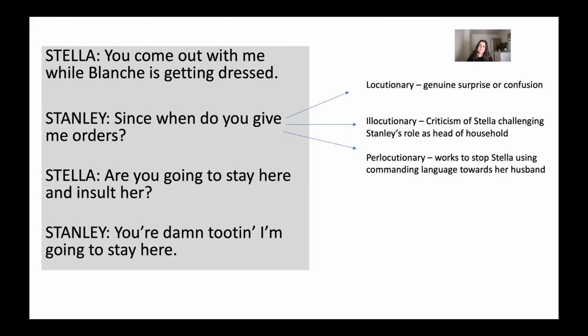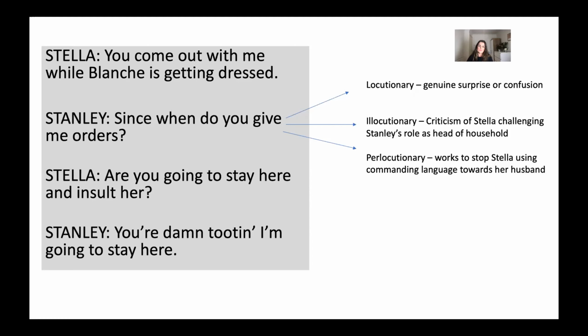So in this section of the play then, in this exchange, we could see Stanley's statement, for instance, "Since when do you give me orders?" as having a locutionary meaning, so a surface meaning of expressing genuine confusion. So a question to his wife regarding at what point she decided to start giving him orders. But we can introduce the idea of illocutionary force to students to help them understand the underlying meaning of that utterance. So as an underlying meaning then, it has this under the surface significance of criticizing Stella, challenging her husband's position as head of the household.